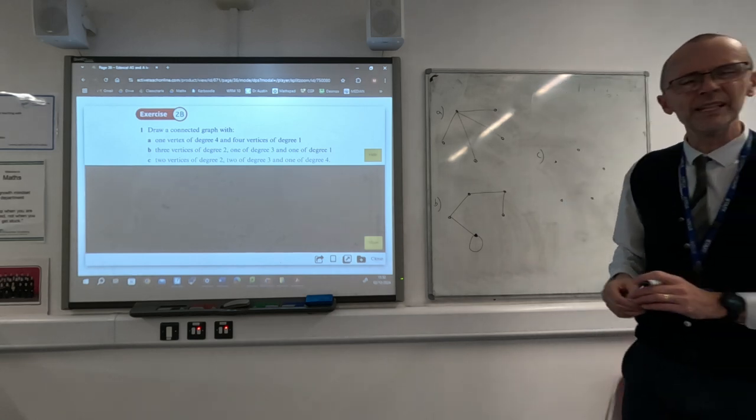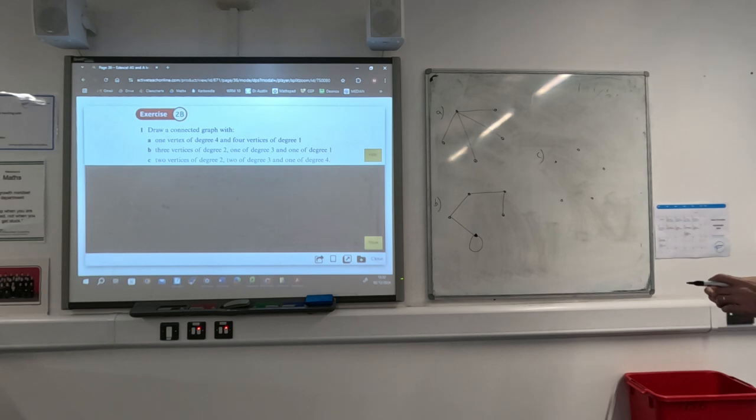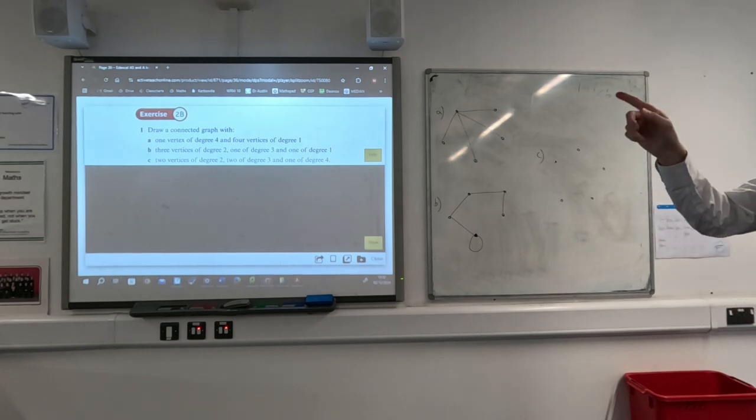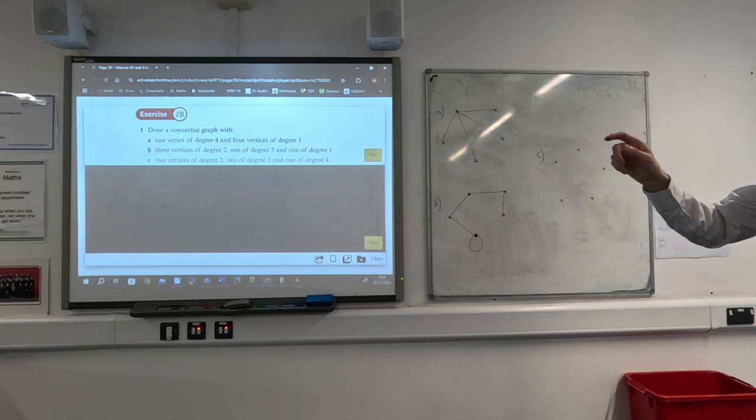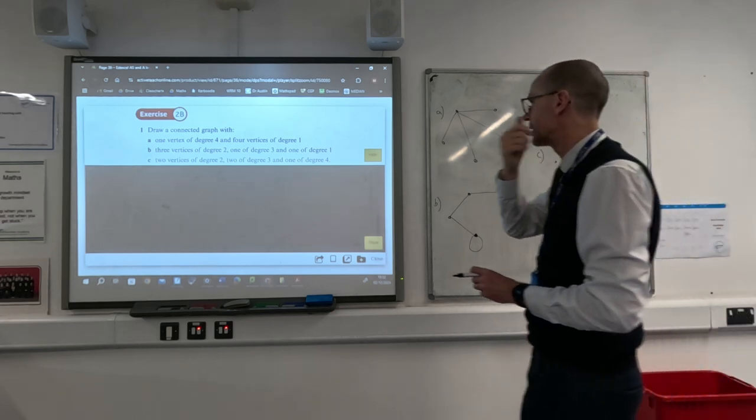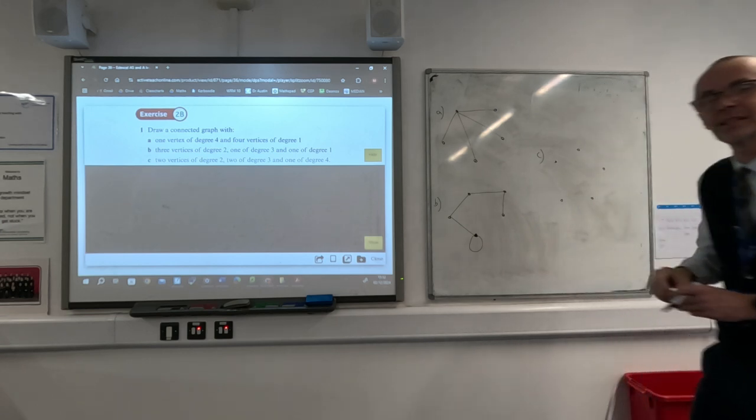So 1b, I did that with a loop. Because connected, you can have loops. Remember, a simple graph is one without loops. A connected graph, you can have loops. You've just got to be able to get everywhere.